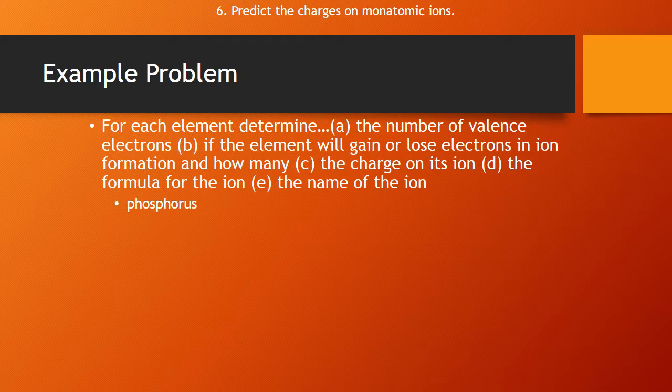Alright, so the first example here is phosphorus. Phosphorus is in group 15, and so as far as the number of valence electrons is concerned, that would be 5. Group 15 elements have 5 valence electrons.